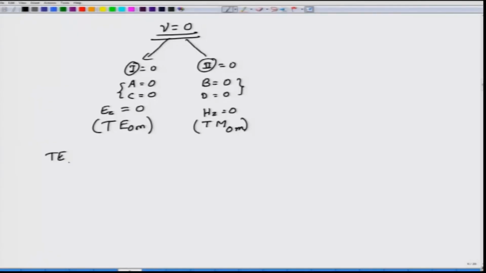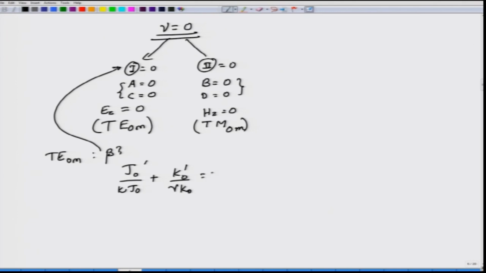So, what are the field components when you actually have TE modes, or rather how do I go about finding the propagation constant for TE 0M modes? Well, the propagation constant comes from looking at nu equal to 0, that is the first term equal to 0, as the eigenvalue expression or the characteristic expression. So, you have J0 prime divided by kappa J0 plus K0 prime divided by gamma K0, and this will be equal to 0.